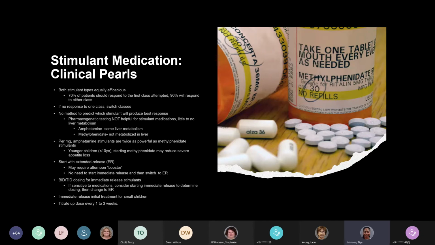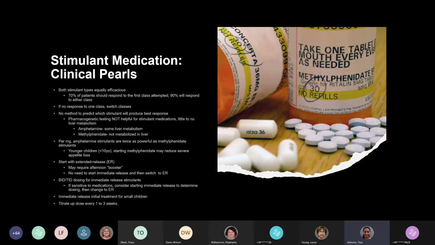Now, per milligram, the amphetamine stimulants are twice as powerful as the methylphenidate stimulants. So in general, when I have a kid that's less than 10 years old, I typically start with the methylphenidate class, to try to prevent that kiddo from experiencing severe appetite loss. Because again, the amphetamine stimulants are 2 times as powerful as the methylphenidate stimulants. If you start with an amphetamine and they're under 10 years old, I'm not saying that it's wrong, that's completely fine. You can do that.